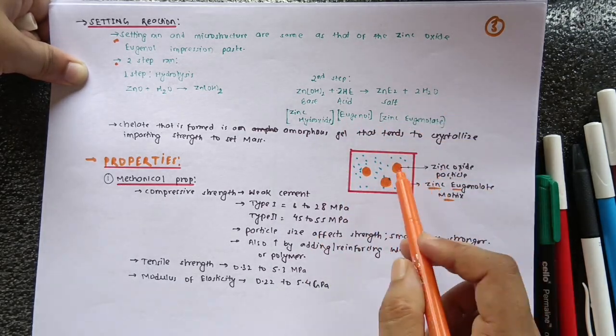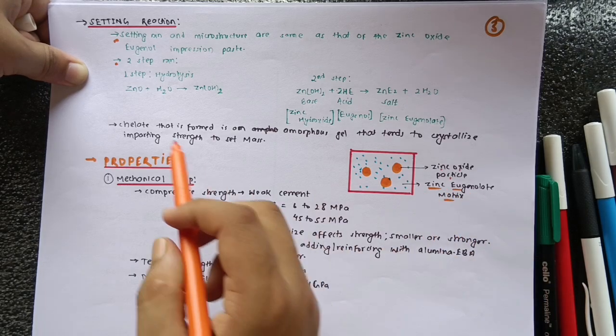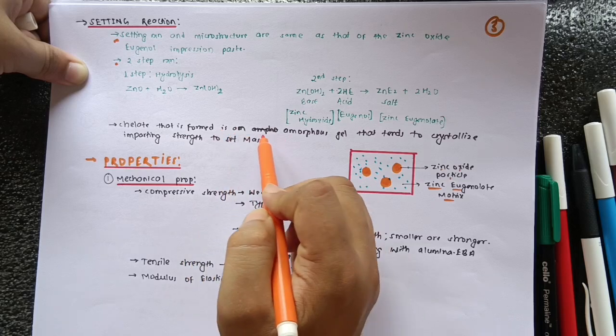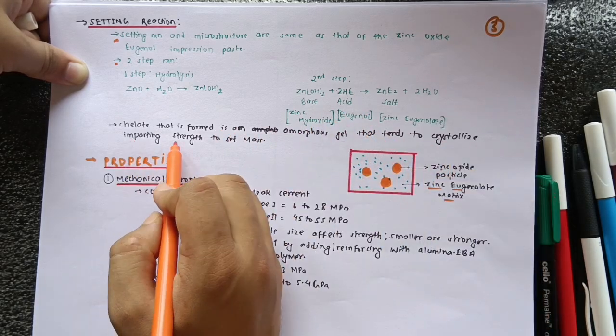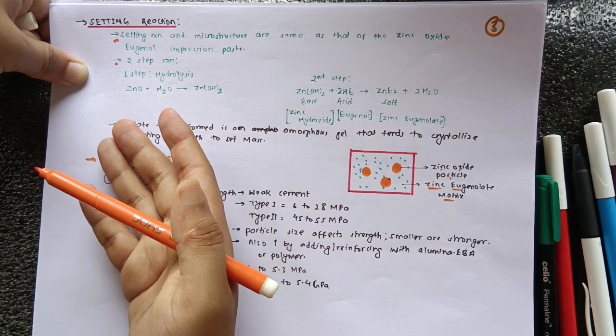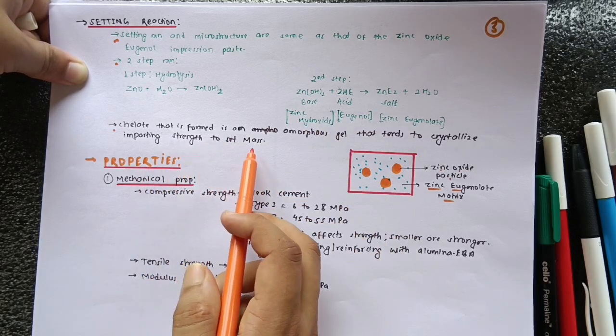In the set mass we can see that the zinc oxide particles are present in the matrix of the zinc eugenolate. Now, the zinc eugenolate is a chelate that is formed. It is in an amorphous gel form earlier, but that tends to crystallize, imparting strength to the set mass. So remember this: first of all it is in the form of an amorphous gel, but later it crystallizes and imparts strength to the set mass.